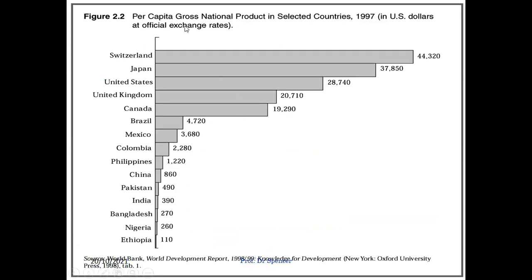Jadi ini per capita gross national product, per capita GNP, kita boleh lihat di sini Switzerland is one of the highest, if not the highest, in the world in terms of GNP, per capita gross national product. Yeah, more than 44,000 per year per capita, followed by Japan, US, Kingdom, and of course China is going up lah, yeah. This is in 1997. I'm quite sure they are somewhere around, has gone up, yeah, right now.